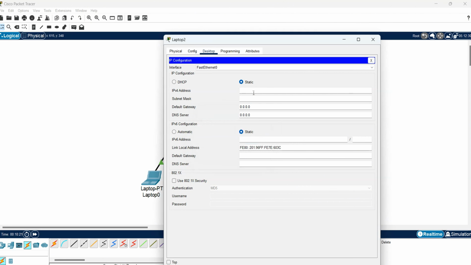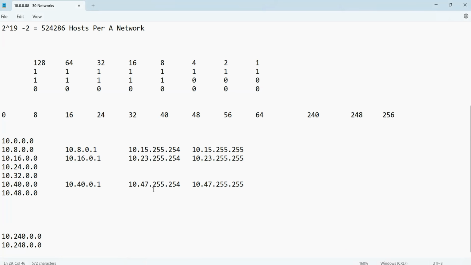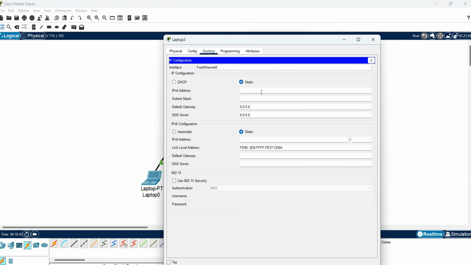Okay, so what I could do is 10 dot, let's say 40.0.1, and watch this now. Look at this, 248.0.0. Now it works. Okay, so I put 40.0.1 on one of them, and let's say the other one is the last one this time. This time I'm using the first host and the last host, and then 10.47. Watch this. I'm going to put the broadcast. Watch. 10.47.255.255, and look at this here.